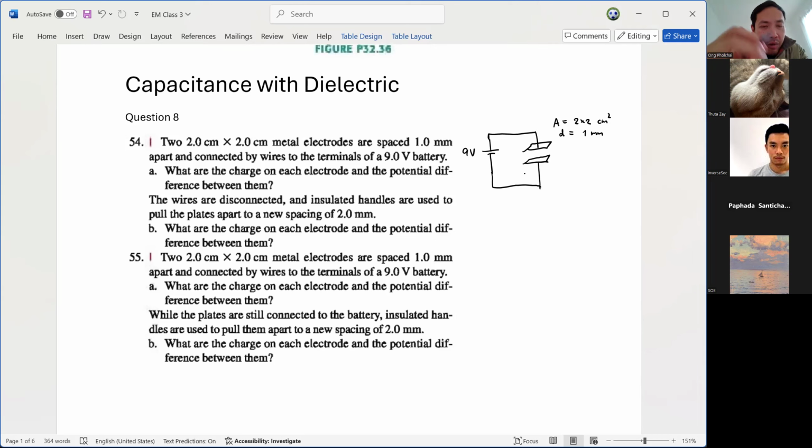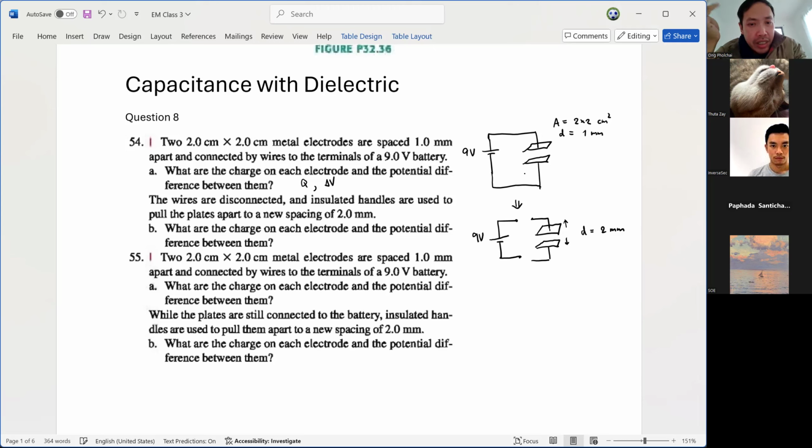Okay, so question A asks for the charge on the electrode and the potential difference between them, so delta V. And then the wire gets disconnected. So this is before and there's an after. Oh, I draw terribly. So let's try again. So still 9-volt and it gets disconnected. And insulated handles are used to pull the plates apart to a new spacing of 2 millimeters. So I increase this, so this becomes 2 millimeters.